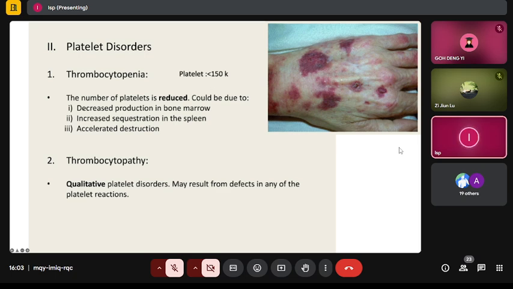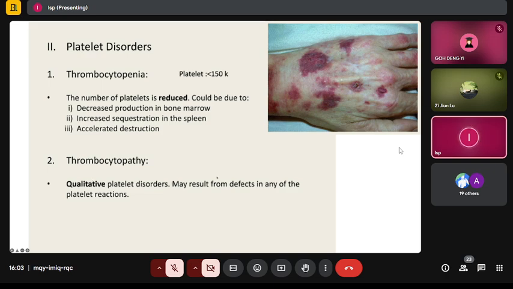It can be due to reduced production from the marrow or due to hypersplenism. In liver cirrhosis, your spleen gets enlarged due to portal hypertension, so you have increased sequestration. Because the spleen is enlarged, your blood has to flow through the enlarged spleen, so some of the platelets can get stuck in there and get sequestrated. Because of the sequestration, your platelets get destroyed in the spleen. That's why the number gets reduced in liver cirrhosis. And you have poor quality of the platelets.